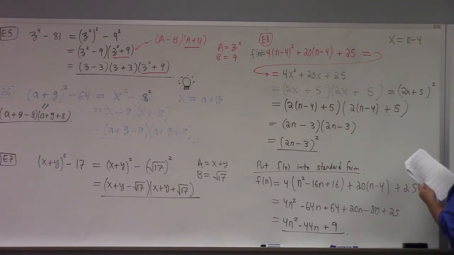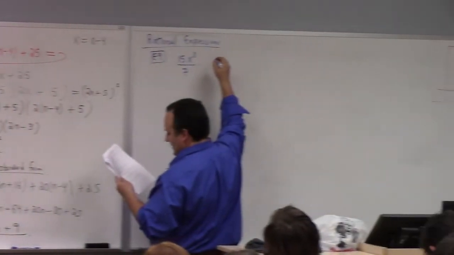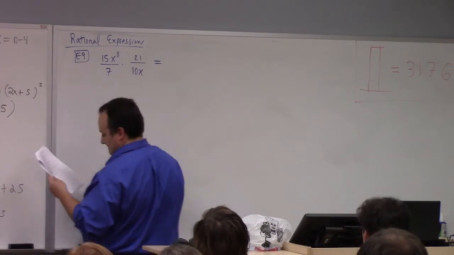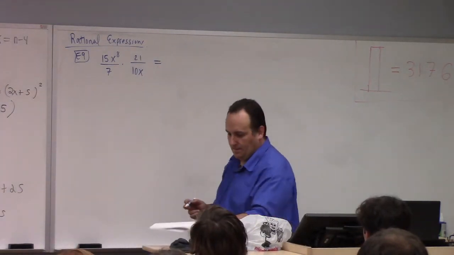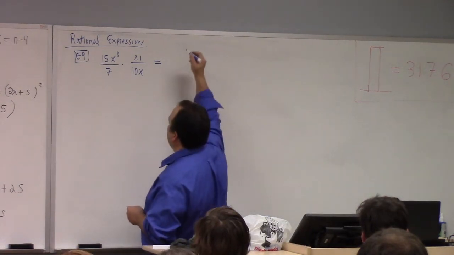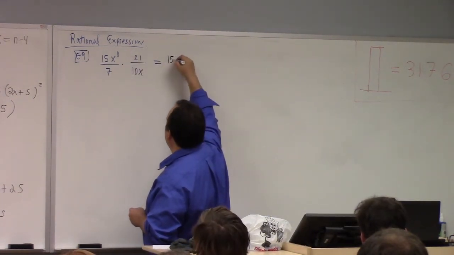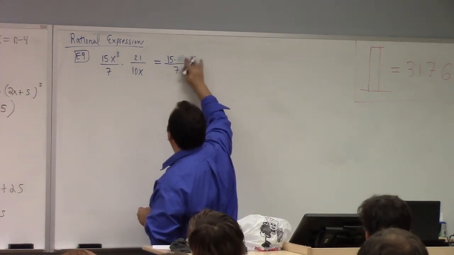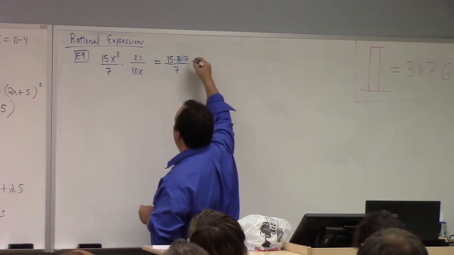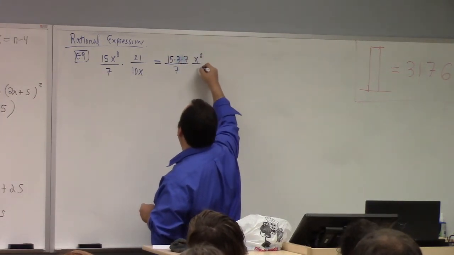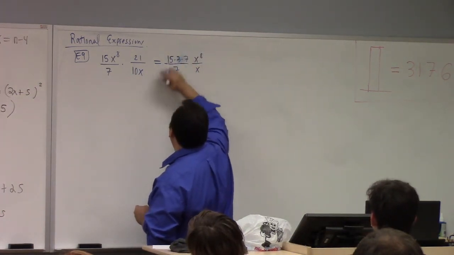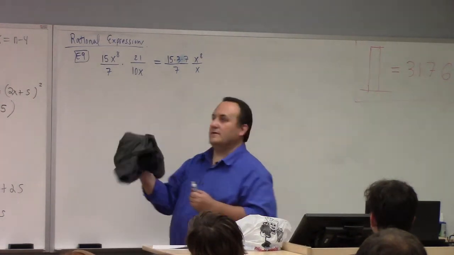How about this? 15x to the 8th over 7 multiplied by 21 divided by 10x. How would that go? So what's the rule? So you can put all the numbers out front, right? We've got 15 times 21 over 7. What is 21? 21 is 3 times 7, right? And then you've got x to the 8th over x, right? I lost my 10, didn't I? 10 is what? 2 and 5. Yeah, so sorry guys, if you'll allow me this mulligan.